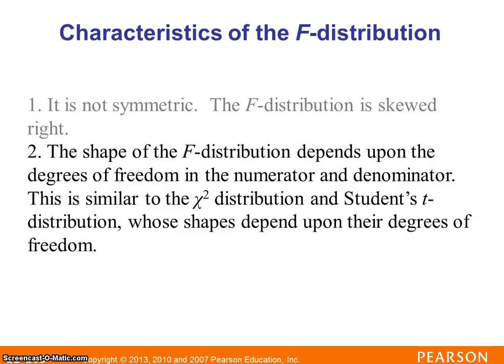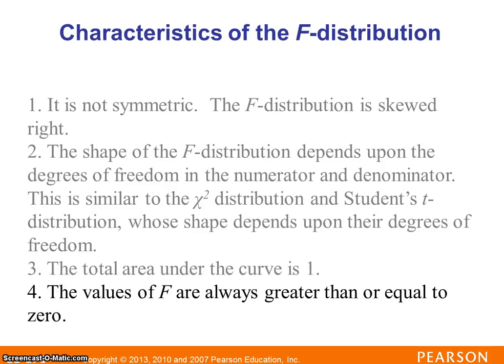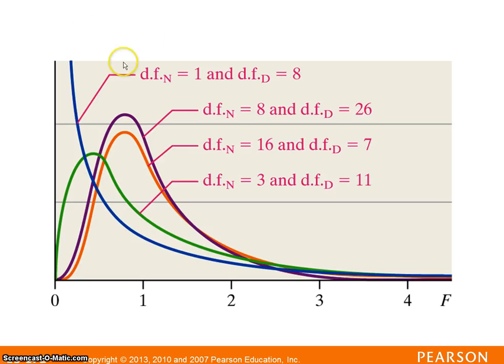The shape of the F distribution depends on the degrees of freedom in the numerator and denominator. This is similar to the chi-squared distribution and Student's t distribution, whose shape depends on their degrees of freedom, but in this case, it will depend on both the numerator and the denominator. The total area under the curve is 1, so it is a probability distribution just like other distributions. And the values of F are always greater than or equal to 0, similar to the chi-squared distribution. So here's what the F distribution looks like for various degrees of freedom in the numerator and denominator.